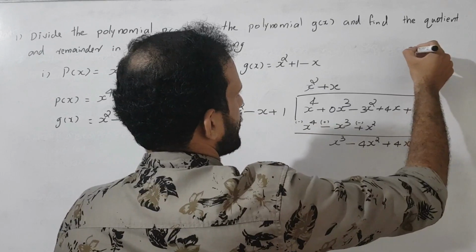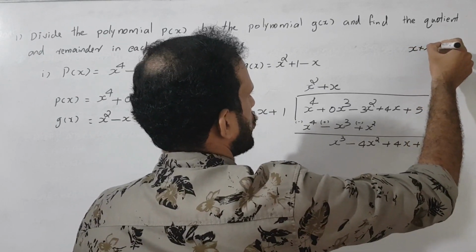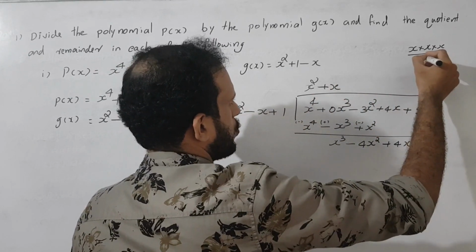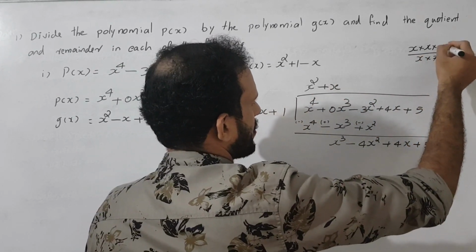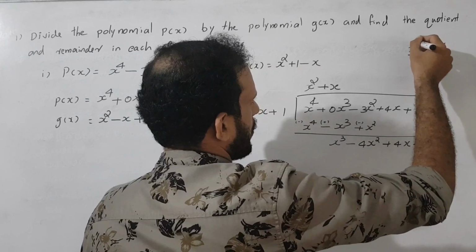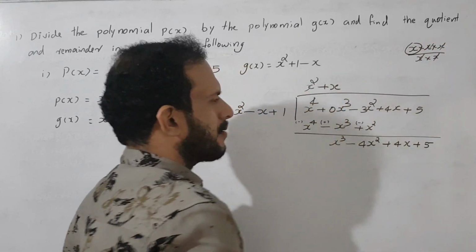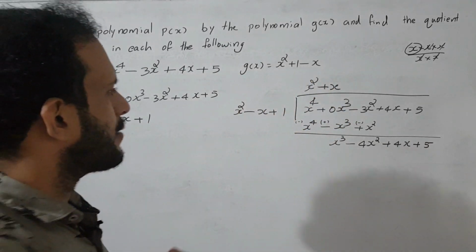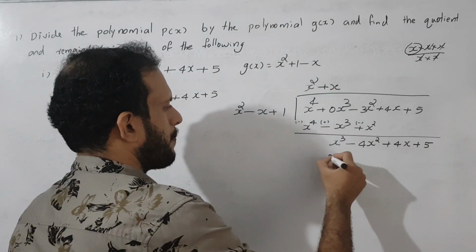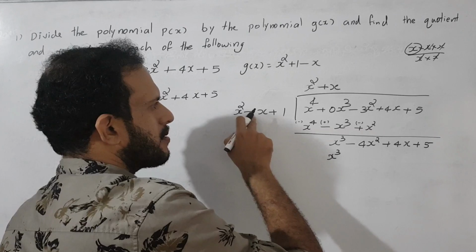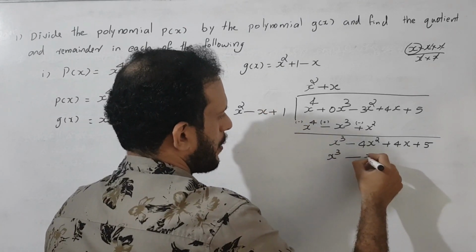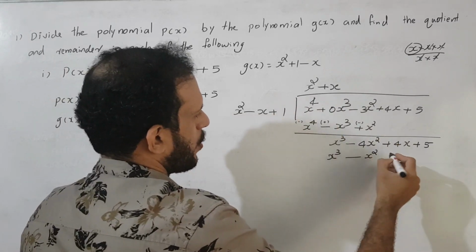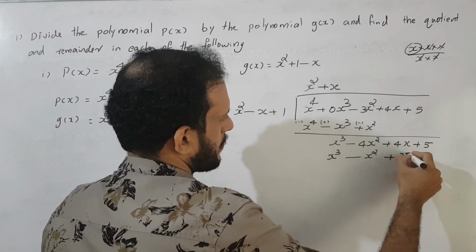X raised to 3 means x into x square, divided by x square. X square means x into x. So we cancel, and the remaining is x. That is x, okay? Then x into x square. What is x into x square? x cube. X into minus x, minus x square. X into 1 is plus x.